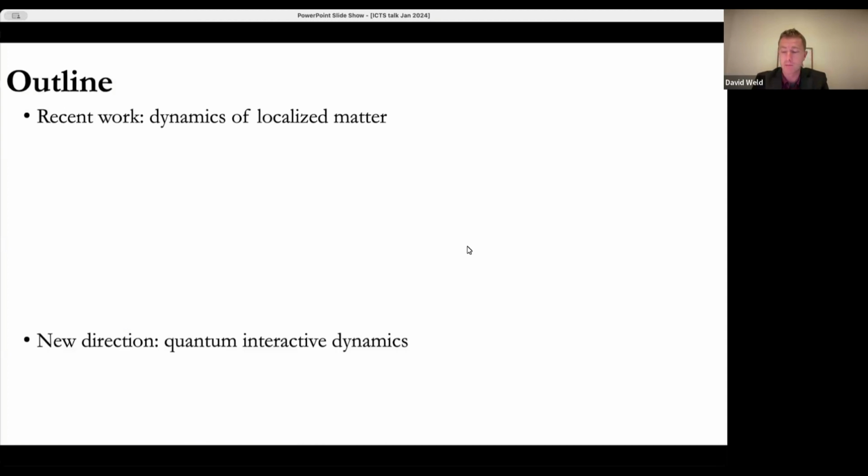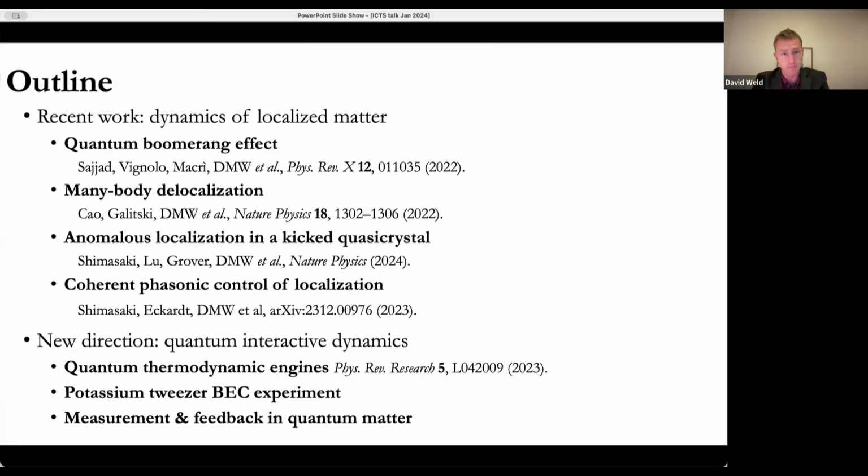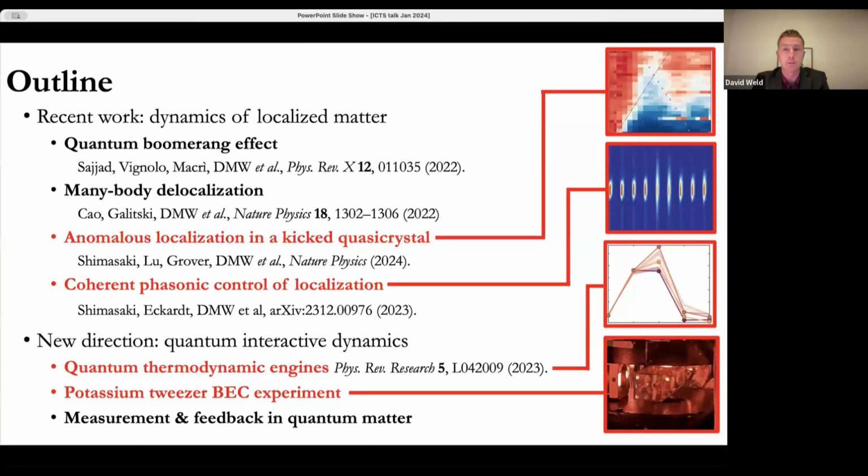So a major topic of our research in the last few years has been the dynamics of localized matter. And we also have some work going in a new direction, including a new experiment going towards quantum interactive dynamics. And here are some of the recent results from those various enterprises. Actually, when I talked at ICTS in June, I talked about a few of these experiments highlighted in red here, having to do with dynamics in quasicrystals and multifractal states and so on. And that's not what I'm going to talk about today.